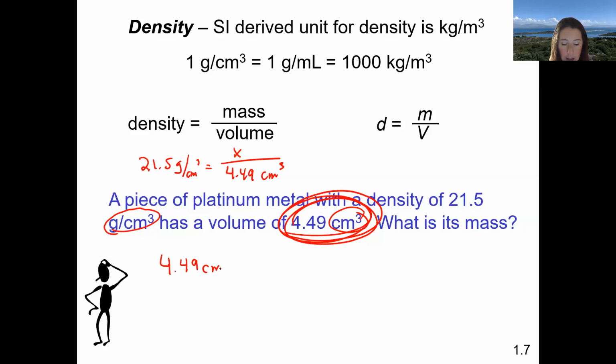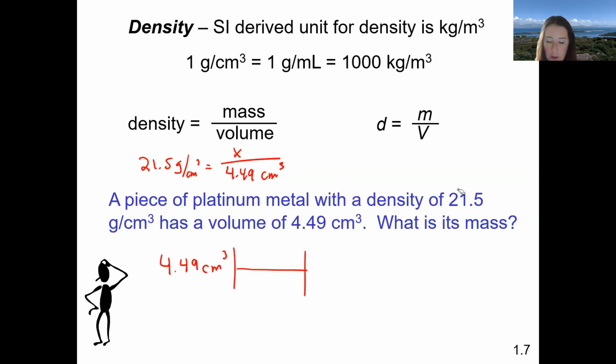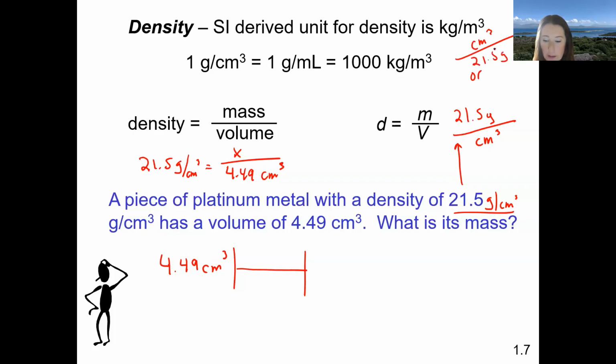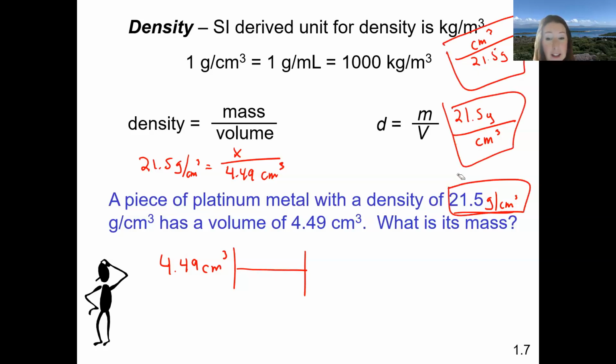4.49 centimeters cubed. And now this 21.5, so I'm just going to put this here so it's in one piece. This number means the same as this: 21.5 grams per centimeter cubed, or centimeter cubed over 21.5 grams. This is the same as this, is the same as this. They are all exactly the same.